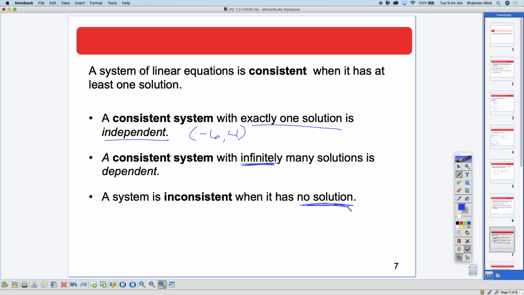So I can have one solution, infinitely many solutions, or no solutions. Those are my only 3 choices. I can't have 2 solutions. I can have one, infinitely many, or none. What if there's 2? There's one, infinitely many, or none. So if you get 2, you did something wrong. If you did 2, there's probably infinitely many.